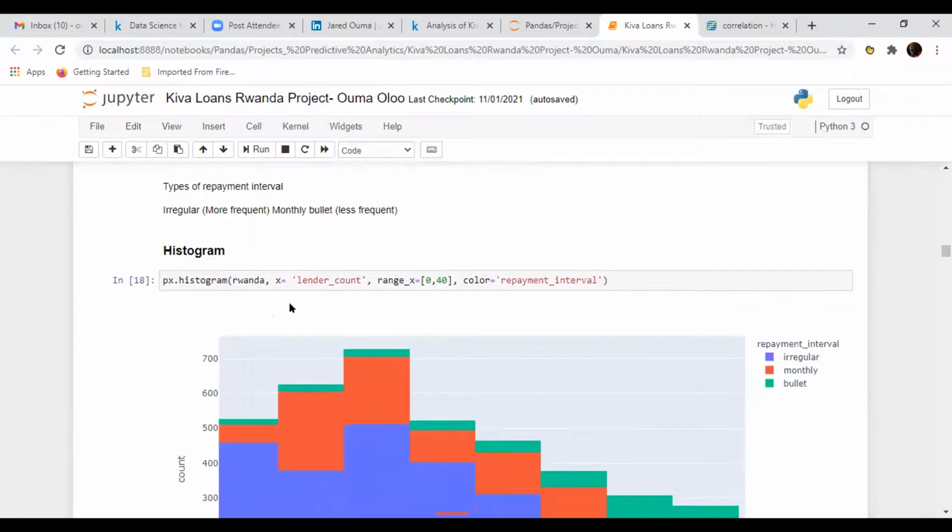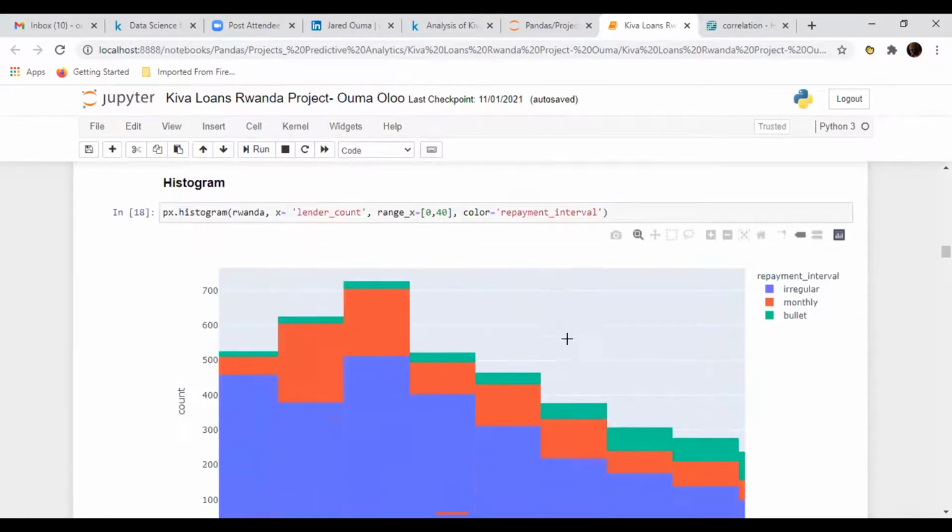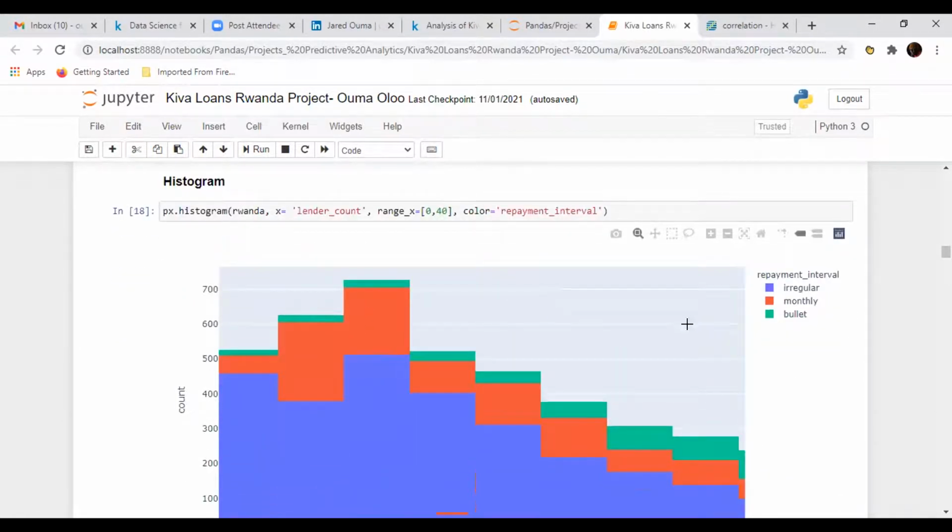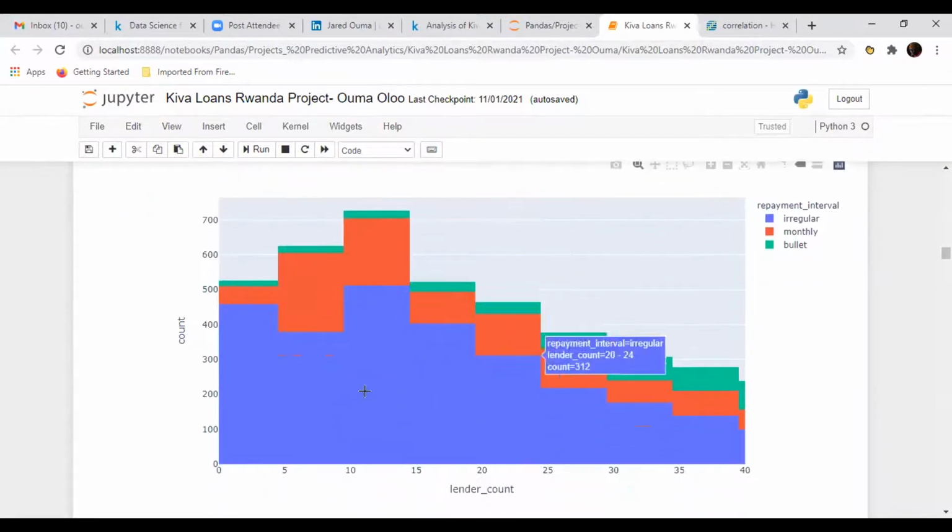Then I went straight and did a histogram just to check on the same, and you can clearly see that this was still being displayed the same. You could see the irregular and the counts.